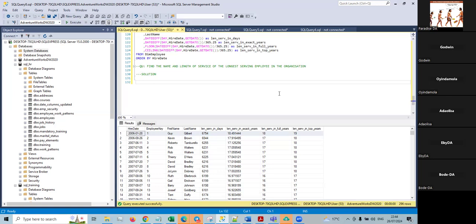So remember, we said from the beginning that the database assumes that we don't have an end date. So the employees have been in the business and nobody has left. Today they are still in employment. So when you say you want the longest serving person in the business, where will you start looking? What date will you start looking from?